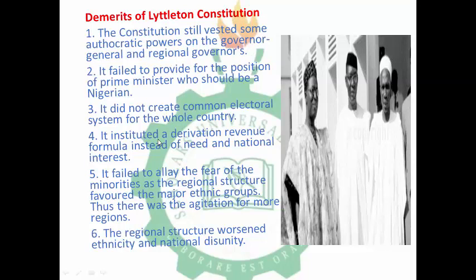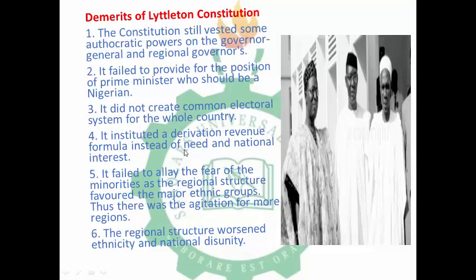Then we look at number four. It instituted a derivation revenue formula instead of a need and national interest formula. This is another disadvantage of the Lyttleton Constitution in Nigeria. Now, when we say derivation revenue formula, it is one of the formulas used to share the revenue generated in the country between the government at the center and the regions.